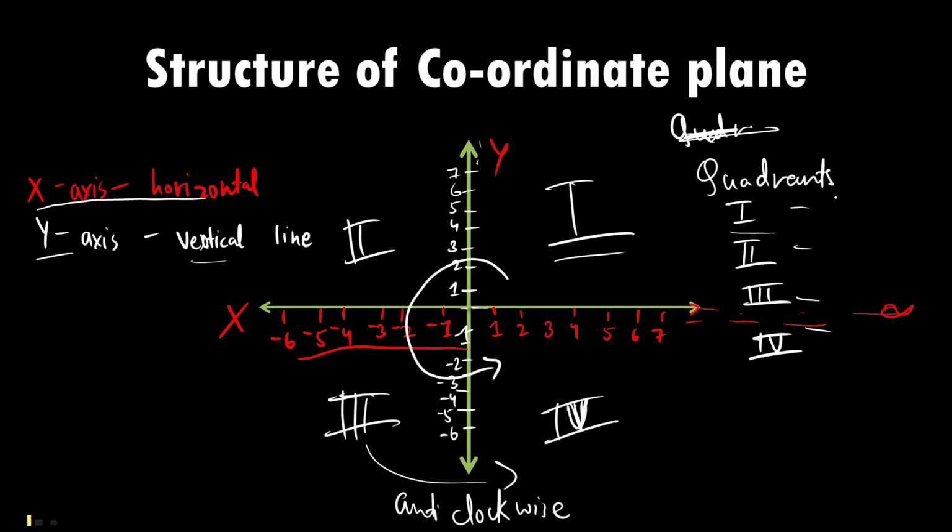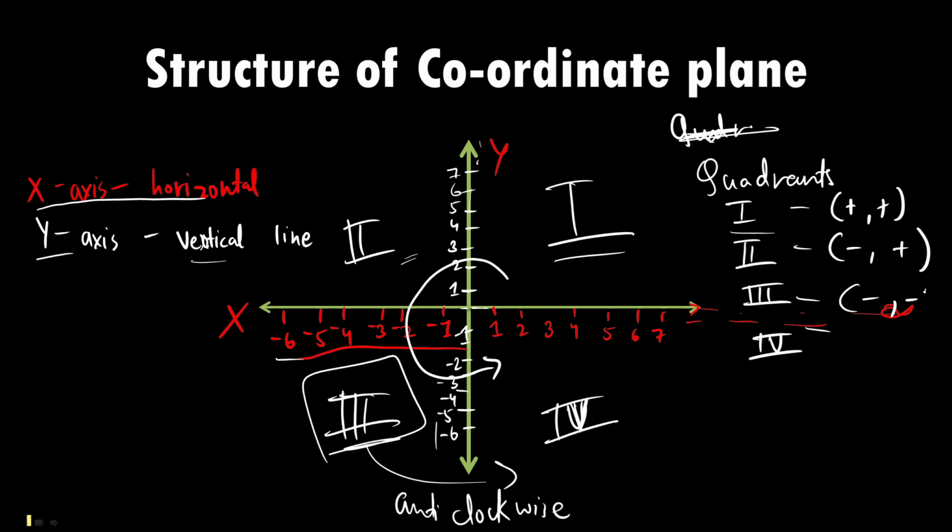So in the first quadrant, both are positive, so plus plus. And then moving on to the second quadrant, we can see that the x is negative, so negative, and the y-axis is positive, so this will be positive. And in the third quadrant, we can see both of these are negative, so it's going to be negative, negative. And in the fourth quadrant, we can see that x is positive, and y is negative.